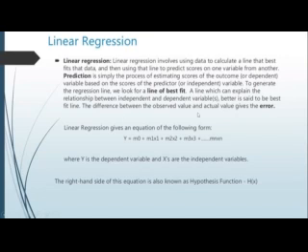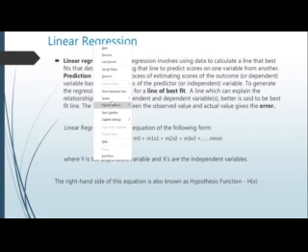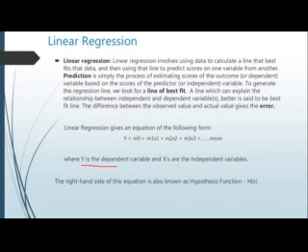Moreover, the difference between observed value and actual value is given here, that is y = m0 + m1x1 + m2x2 + m3x3 and so on, up to mnxn, where y is the dependent variable. So remember the difference: capital Y represents the dependent variable and x are the independent variables. The right-hand side of the equation is also known as the hypothesis function, that is h(x).